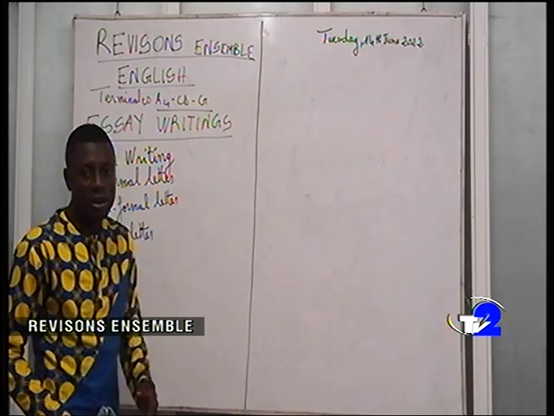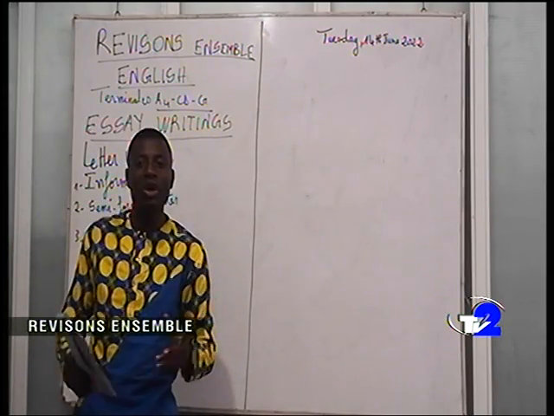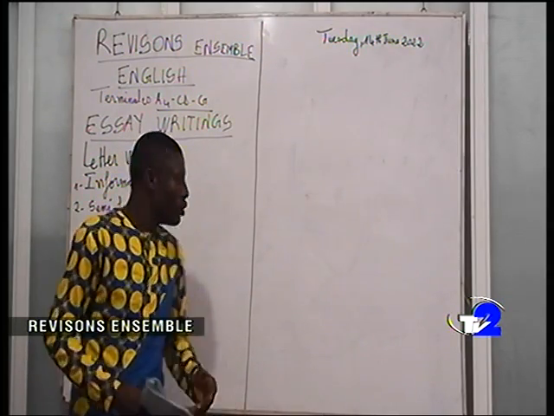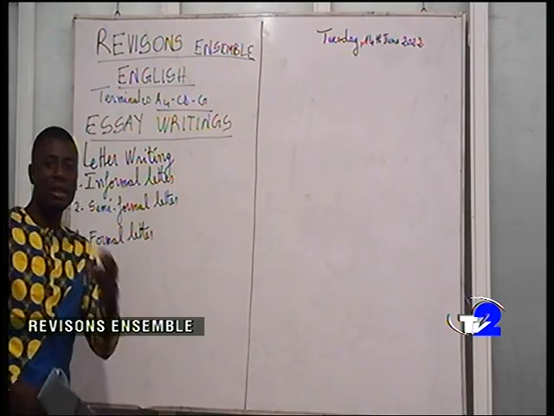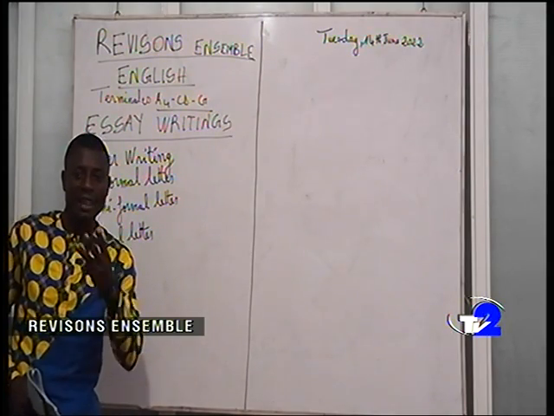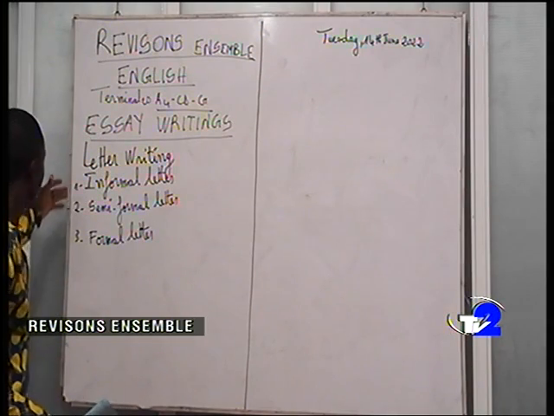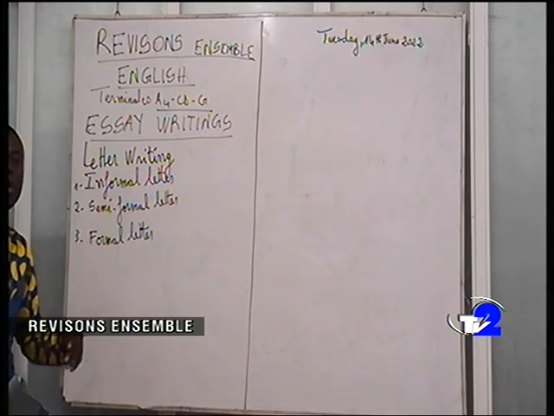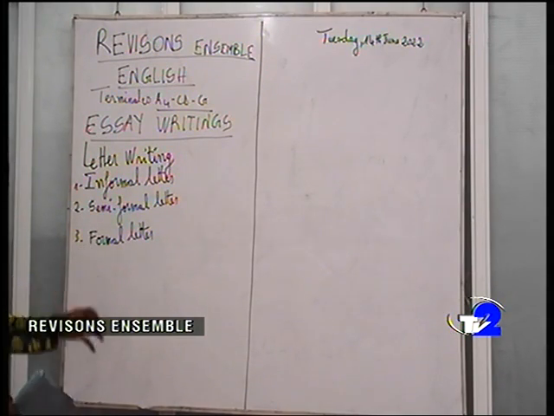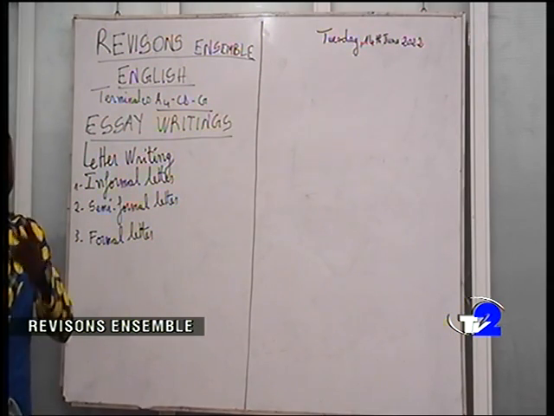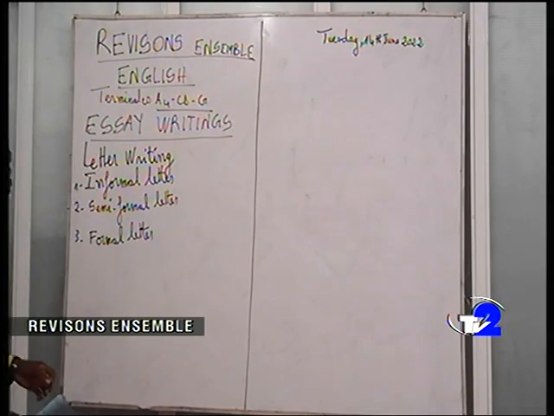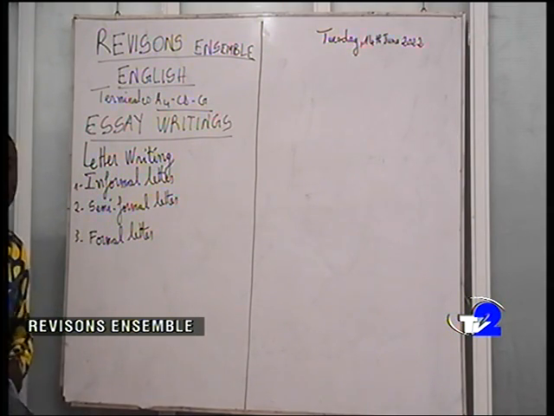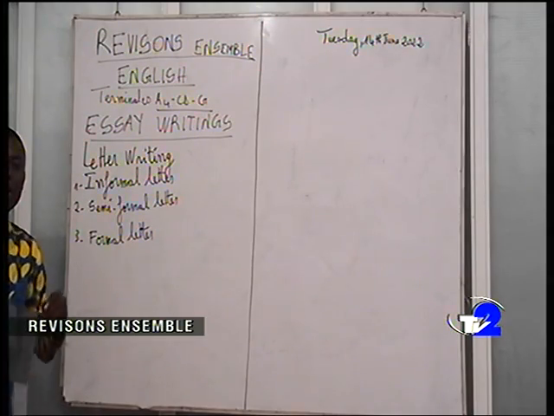So, the question is what? How many kinds of letter do you have in English? So, you know that we have 3 kinds of letters, which are, the first one is an informal letter, the second one is a semi-formal letter, and the third one is a formal letter. So we have 3 kinds of letter in English. The first one is what? Informal letter. The second one is a semi-formal letter, and the third one is a formal letter.